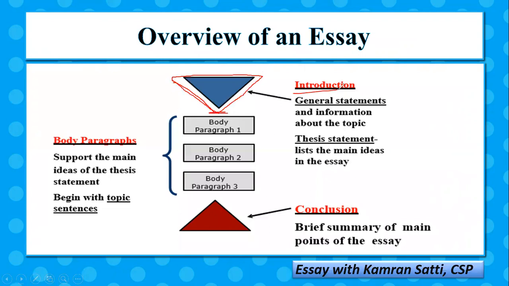So we did here the introduction. First, we write general statements and give information about the topic, background information about the topic. Then we come to thesis statement, which lists the main ideas in the essay. Basically, what are the main ideas which we are going to write about in our essay? So it starts off broadly and narrows down slowly and smoothly. Okay. Then there are body paragraphs, which basically support the main ideas of the thesis statement.